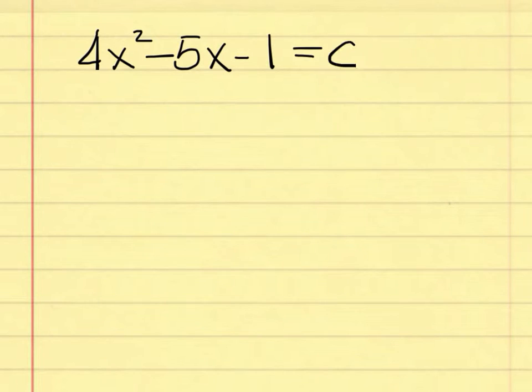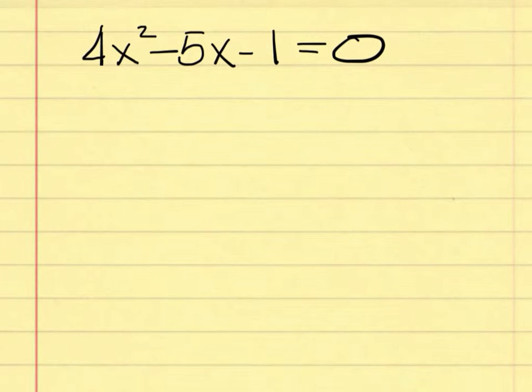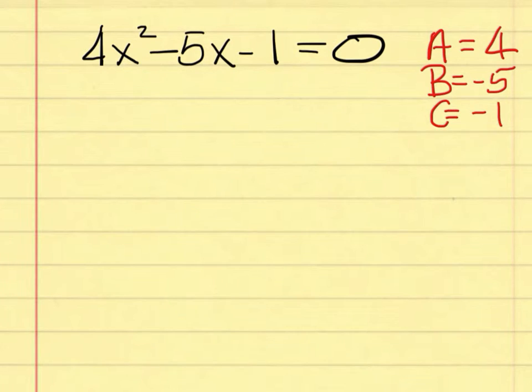This problem is 4x squared minus 5x minus 1 equals 0. Can somebody tell me what A, B, and C are? Sprague. That's right. A is 4, B is negative 5, C is 1.